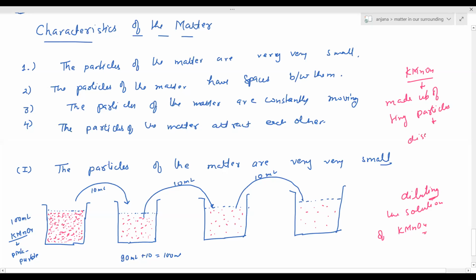And when you dissolve them in water, they occupy the spaces in between the water molecules that I have already told you. So even if you have a very small number of particles, let's say 4 or 5 particles of KMnO4 only, that will also give the pink color to the water, although it will be very light. So this also tells you that they are made up of very tiny particles. They are getting diluted, very few particles are there, and still you can observe the color here.